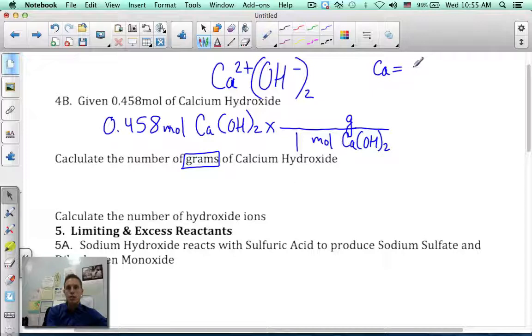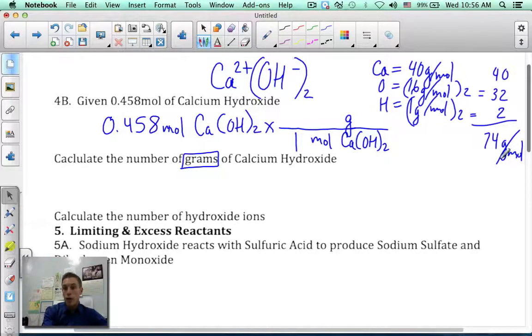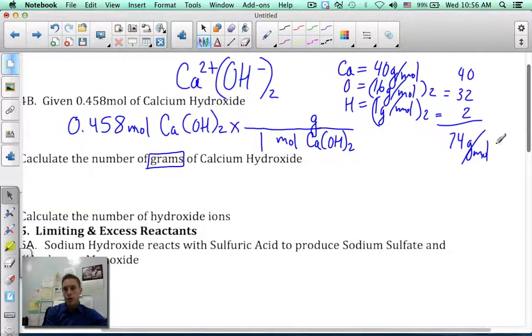Calcium on the periodic table weighs 40 grams per mole. Oxygen weighs 16 grams per mole, and hydrogen weighs 1 gram per mole. I multiply the oxygen times 2. I multiply the hydrogen times 2. What I get is 32 plus 2. I have 34 plus 40. So it's 40 plus 32 plus 2. I have 74 grams per mole. Per mole of what? I should write my unit. Per mole of calcium hydroxide. It's a little bit sloppy, but here I'm going to put 74 grams.